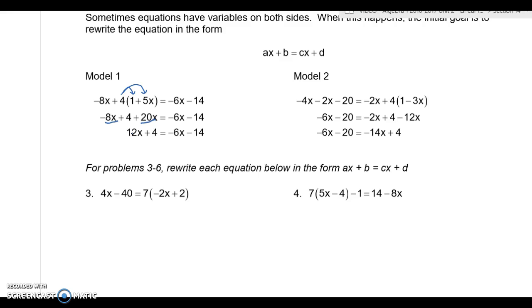Same thing in model 2. We're going to distribute the 4 to the 1 and the negative 3x, giving us 4 minus 12x. We can combine like terms. Negative 4 and negative 2 is negative 6. And here we've got a negative 2 and a negative 12, which will give us a 14x. Again, variables on both sides, and we'll talk about how to get that next.